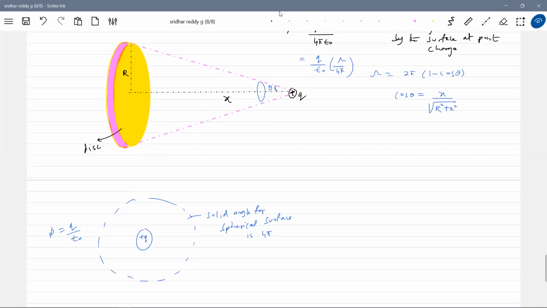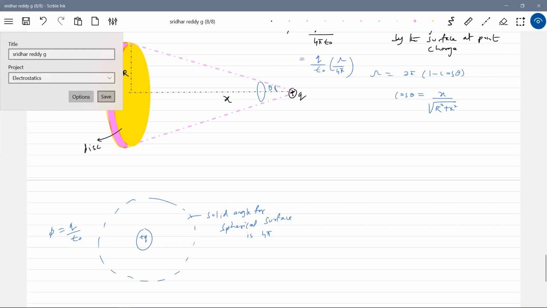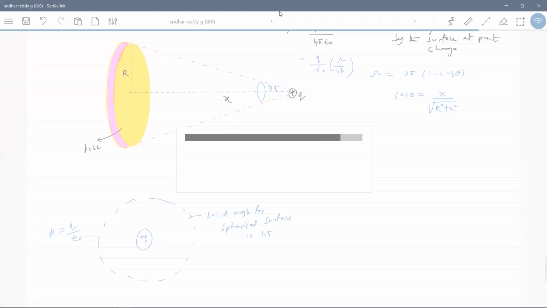Actually, we should go for a separate geometry. We're not going to focus on that particular geometry; it's not part of the syllabus. So I'm just explaining the basic idea through formulas.